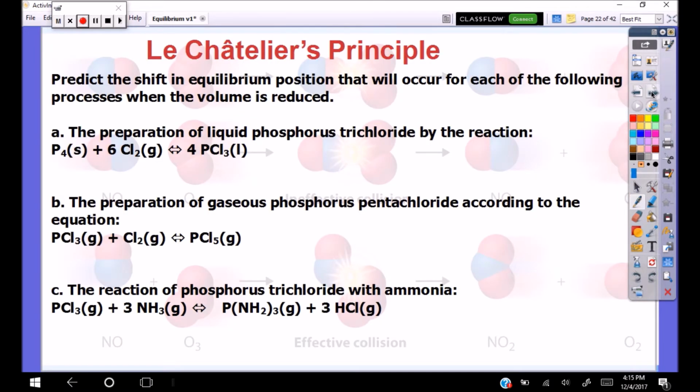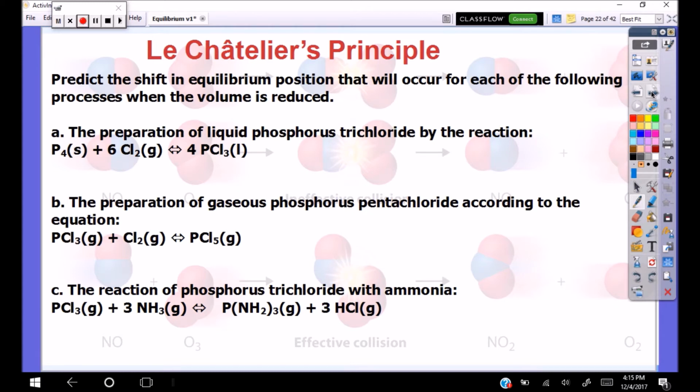So we have some practice here. Predict the shift in equilibrium position that will occur in each of the following processes when the volume is reduced. Interesting. Well, we just spent time talking about temperature, pressure, and catalyst, but we didn't talk about volume at all. So think for a minute. If volume is going down, what does that do to the other variables in our system?